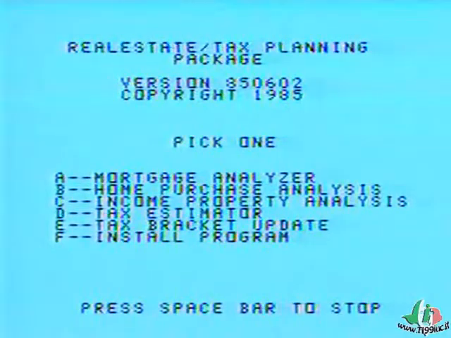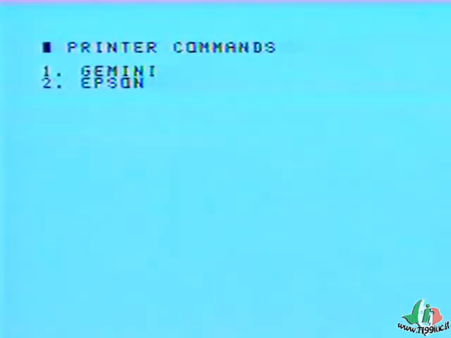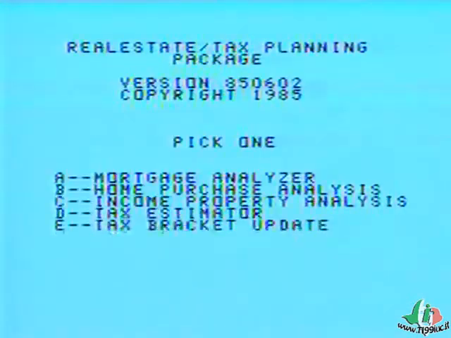And right now I'd like to start by selecting F at the bottom of the screen to install a program. What this does is let you select the print device that you have. This one is for a parallel port, and you can use either a Gemini or Epson printer. So we'll select Gemini here. And the computer saves that, and we go back to the main menu.